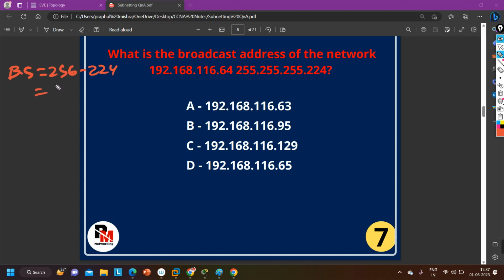That will be 32. So if the block size is 32, my networks will be 192.168.116.0, then dot 32, then dot 64, then 64 plus 32, which is 96, like this. And this IP address is a part of this network, yes or no? Yes.